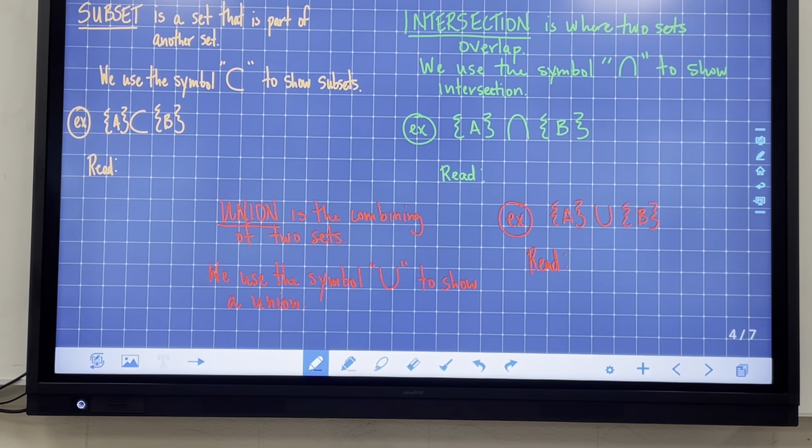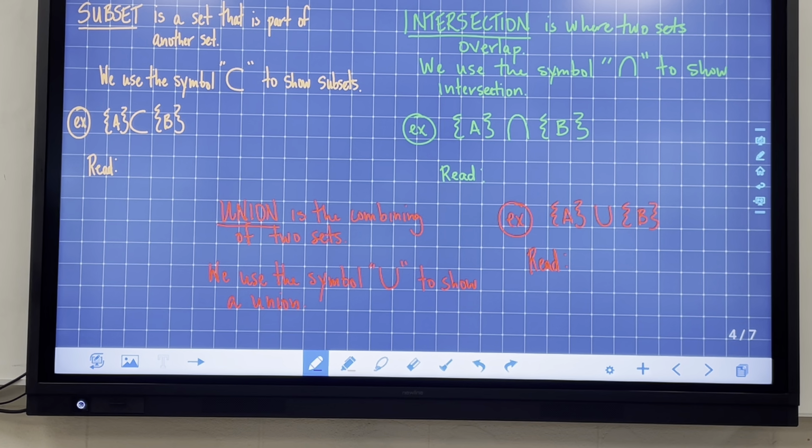Okay. So for subsets, we use this symbol. All right. It kind of looks like a C. Now, you'll see in the text, it's almost like a U that's been turned on its side, okay? So it looks like a C sort of, but it is more of a U shape. I'm just not great at drawing it. All right, so in the example there, right? How would I read that? Okay.